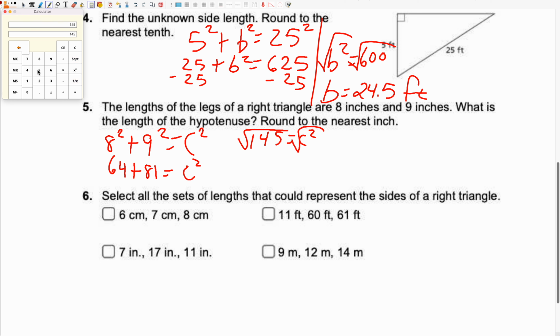So the square root of 145 is 12. Round it to the nearest inch. So 12 is what we would want to do. So c equals 12 inches. Easy peasy. Okay?